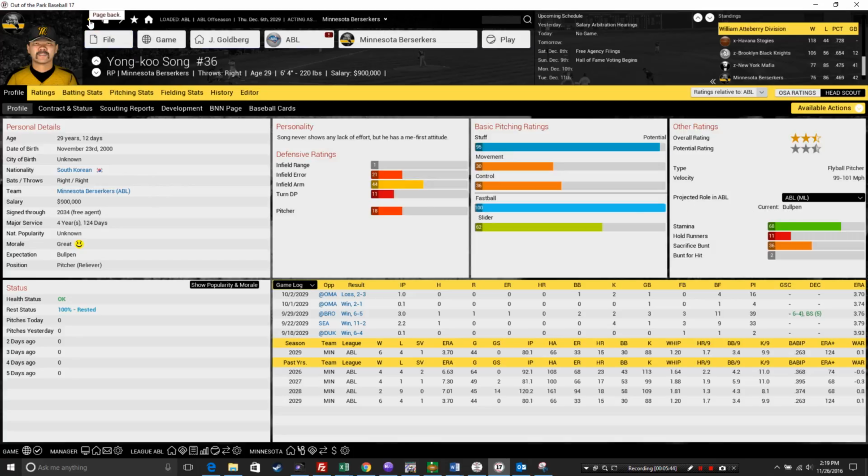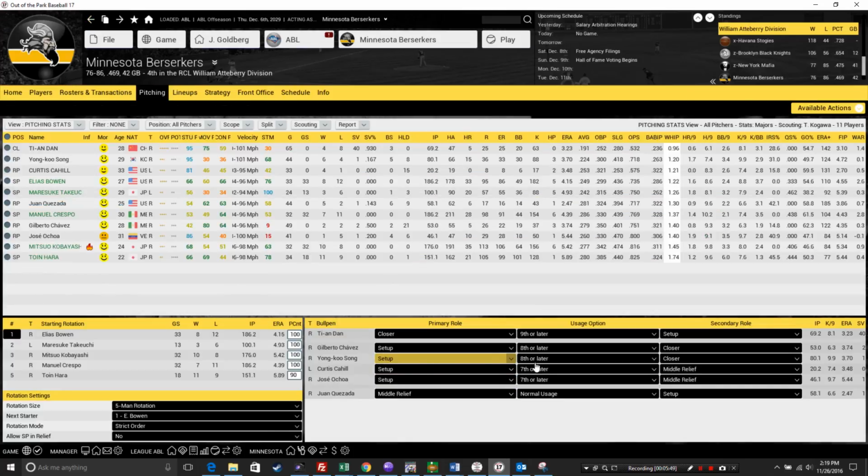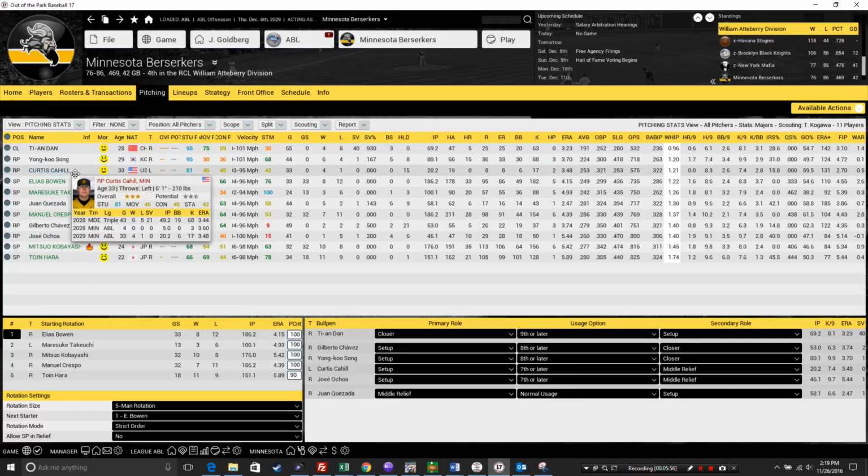No offense, Song, but you'll be better as a reliever for us. So I put him as setup. Secondary role closer is fine. The next player is Curtis Cahill.